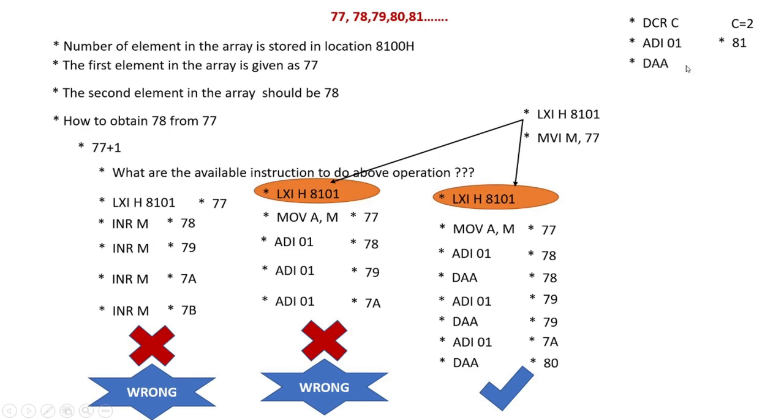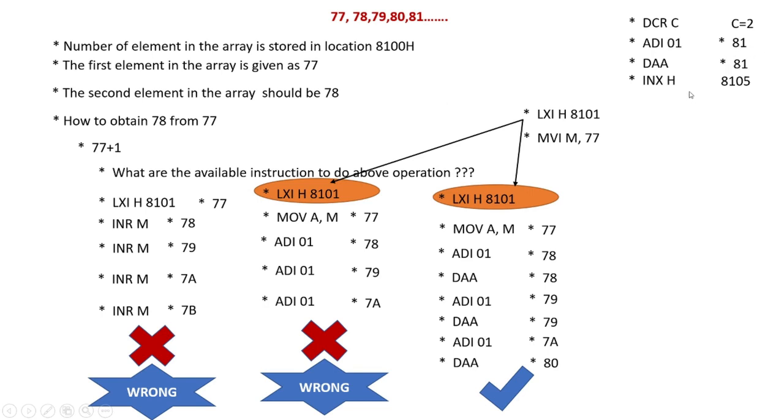Again the DAA instruction is used. There is no change, 81 itself. Now we need to save this result into the next location. The next location is obtained by means of INX H. Now after execution of this instruction, the HL pair will point to the next memory location, that is 8105. Into this location we need to save 81.